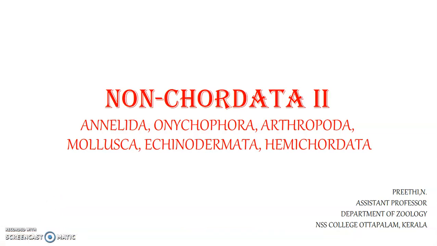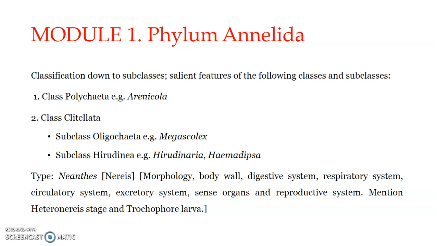Welcome back. We are going to start with non-chordates 2, where we will be looking into Annelida, Onychophora, Arthropoda, Mollusca, Echinodermata, Hemichordata, and a few of the non-chordate coelomate minor phyla. So at the onset, we will be looking into the phylum Annelida, where we will be looking into the salient features of phylum Annelida, classification of the phylum, salient features of the classes and subclasses.